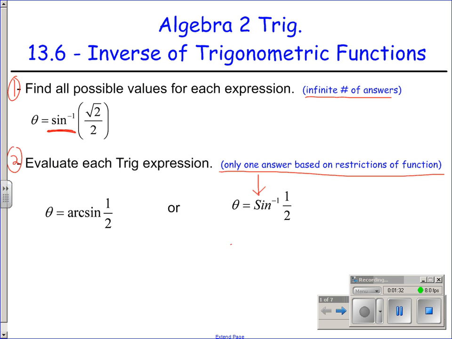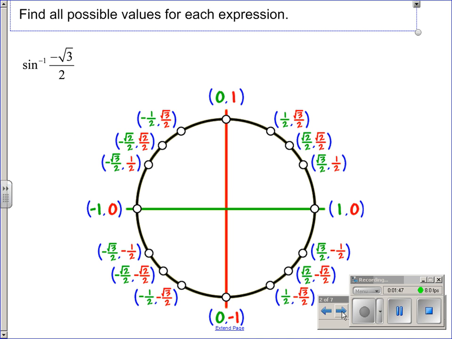Now, this is the way you're going to see it most of the time in the textbook. It's very common to see it looking like this, arcsine. It basically means the same thing, but still, restricted answer. So there's only going to be one. All right, so this is what we're dealing with for this section.